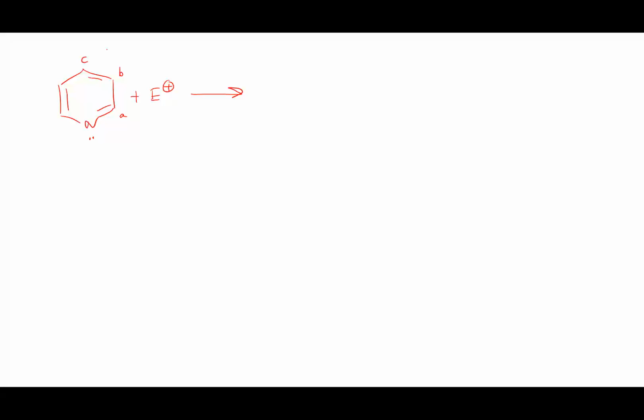Well, okay. So do what? Add the E plus to carbon A and write all the resonance structures. And add E plus to carbon B and write all its resonance structures. And add the E plus to carbon C and write all of its resonance structures. And so how do we know where the E will ultimately add up? The one with the most resonance structures, or the combination of the most stable resonance structures.